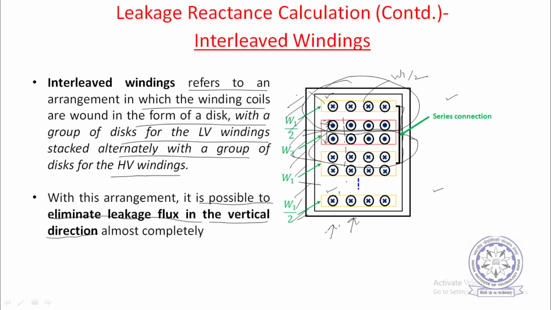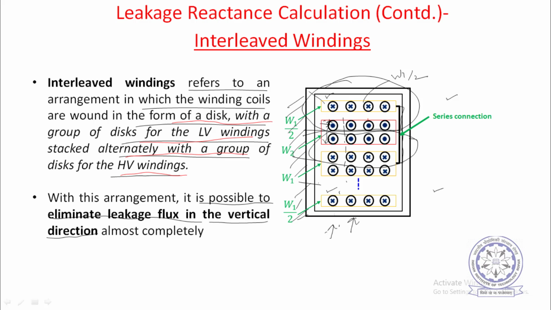Interleaved winding refers to an arrangement in which the winding coils are wound in the form of discs, with a group of discs for the LV windings stacked alternately with a group of discs for HV windings. Here you can see, the cross symbol represents current going into the plane, and the dot symbol, current coming out of the plane. So, this is a cross-sectional view of a transformer winding. Actually, primary and secondary both are there. So, you may assume that cross belongs to primary, and the dot belongs to secondary.